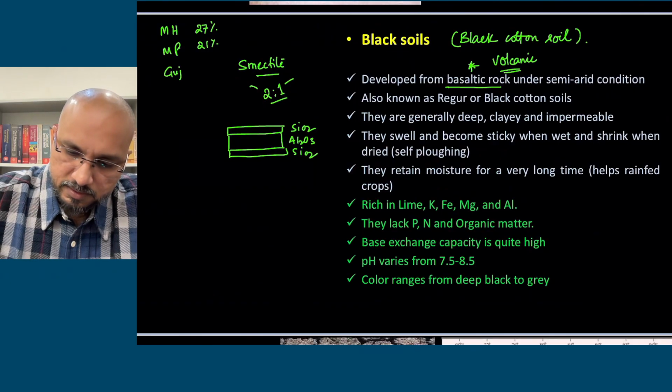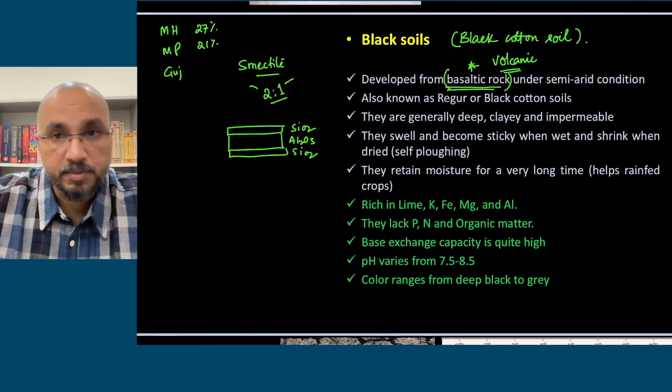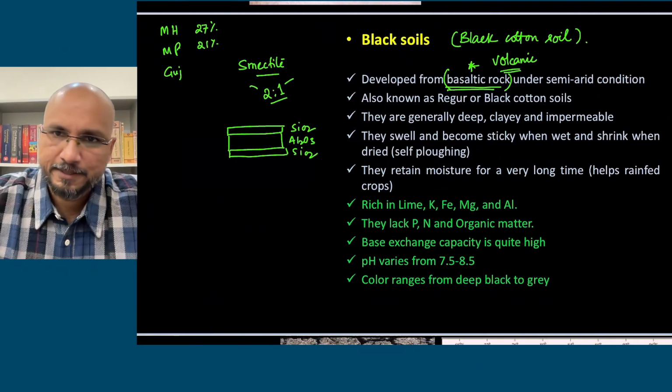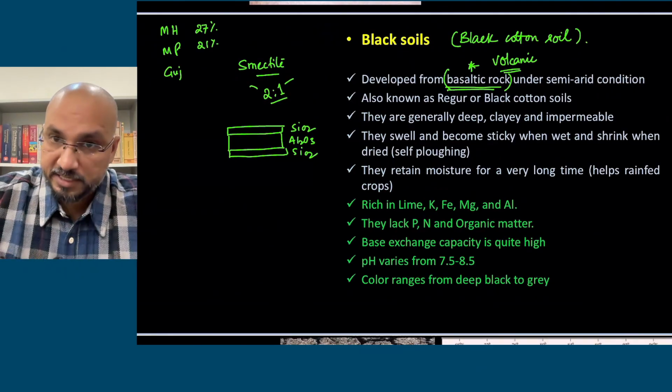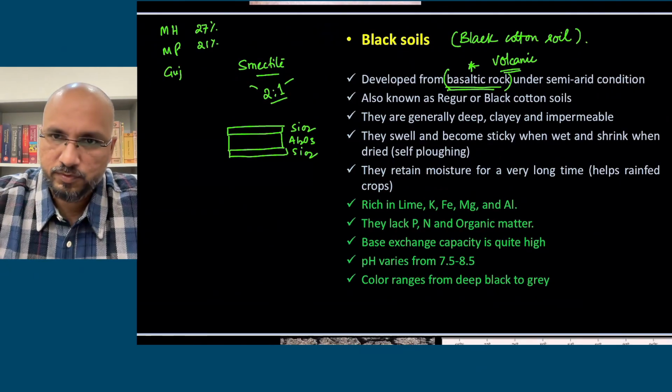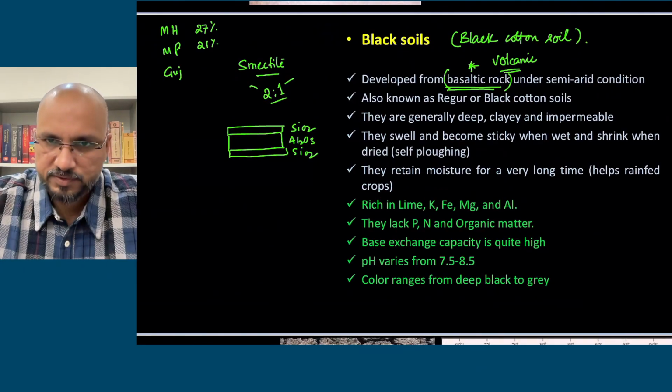So it is formed from weathering of basaltic rock, that is volcanic rock. Now it is also dark in color, तो वो dark color का होता है. So black soil का जो color है, it is because of many causes. First one is color of the parent.